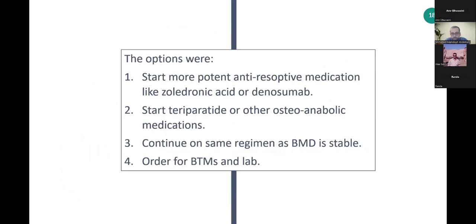Our options were to start a more potent anti-resorptive medication like zoledronic acid or denosumab, or to start teriparatide or other osteoanabolic medication, or to continue on the same regimen as BMD and DEXA.